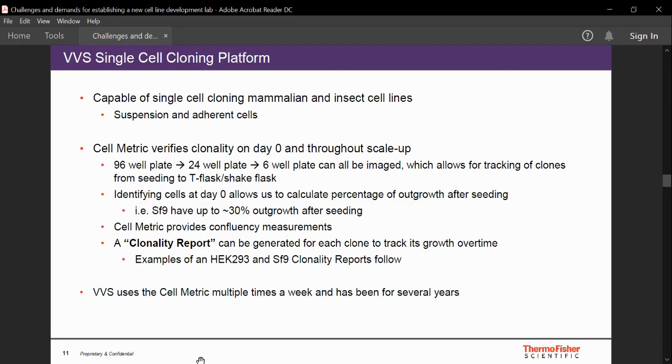We also are able to identify cells at day 0, which helps us calculate the percentage of outgrowth after seeding. So for example, with Sf9 single cell cloning, we can see up to 30% outgrowth after seeding. And these are not with stable producer cell lines. These are just wild type, for lack of a better word, Sf9 cells.